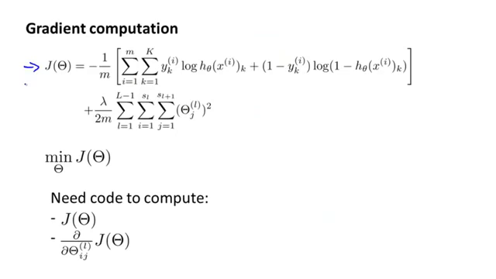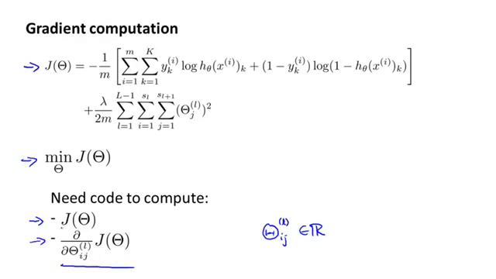What we'd like to do is find parameters theta to minimize J of theta. In order to use either gradient descent or one of the advanced optimization algorithms, we need to write code that takes as input the parameters theta and computes J of theta and these partial derivative terms. Remember that the parameters of the neural network are theta superscript L subscript ij, that's a real number, and so these are the partial derivative terms we need to compute.